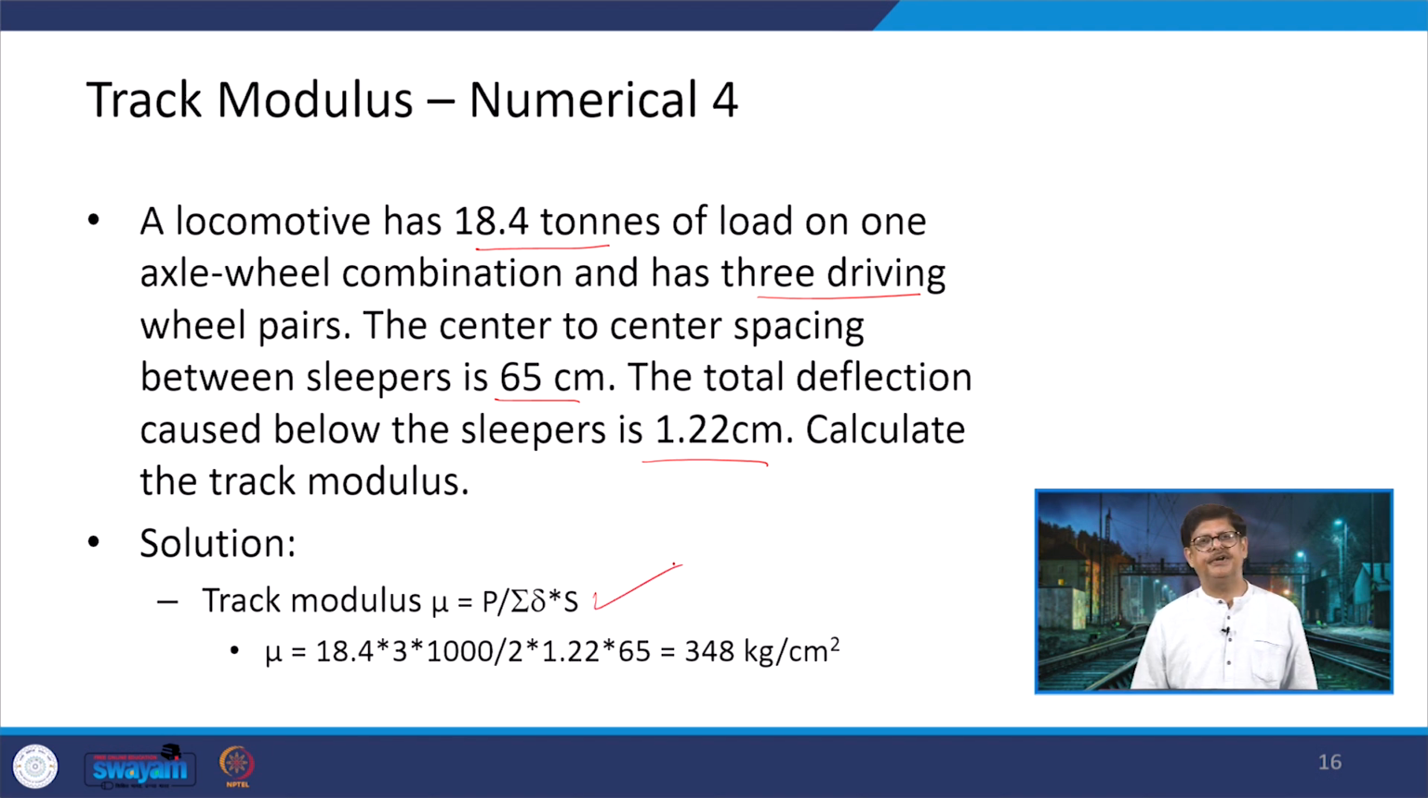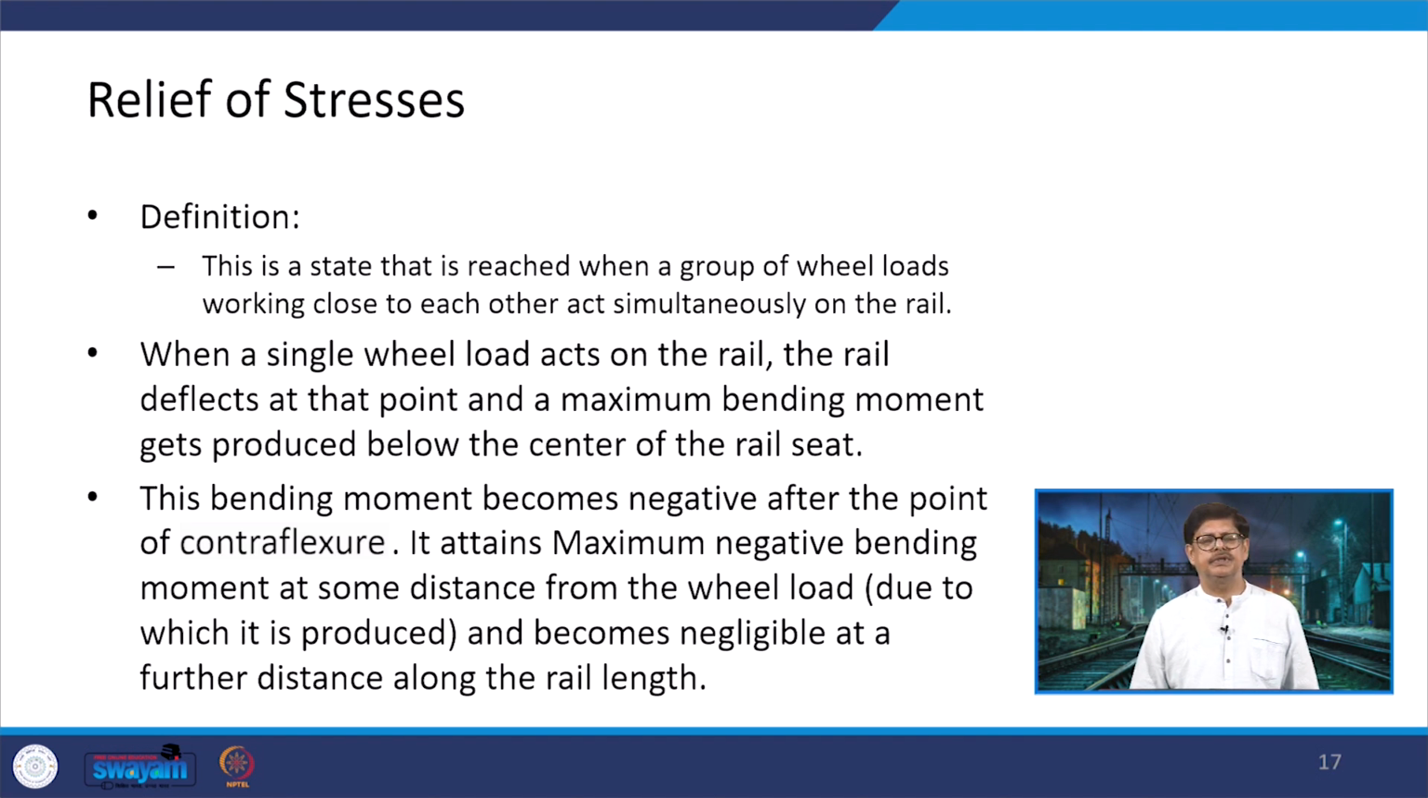So, this is P divided by summation of delta into S. The load up to this point is taken per rail, and then summation of delta is 1.22 and the spacing is 65. So, we get a value of 348 kg per centimeter square. So, this is how you can calculate the track modulus under different conditions, depending on what type of data is given to you. Now, let us come to the next topic, that is relief of stresses.